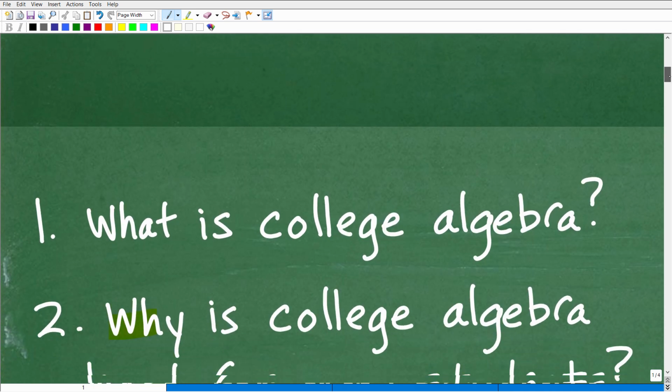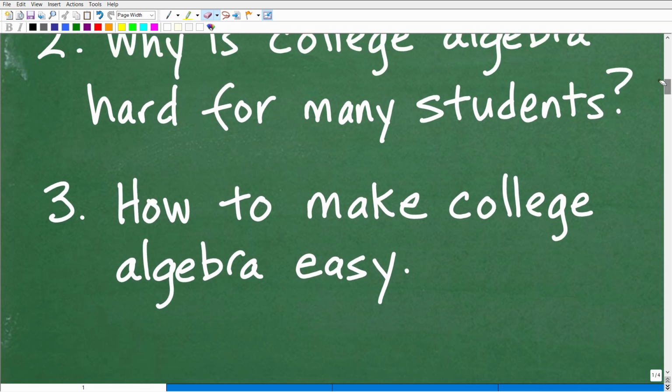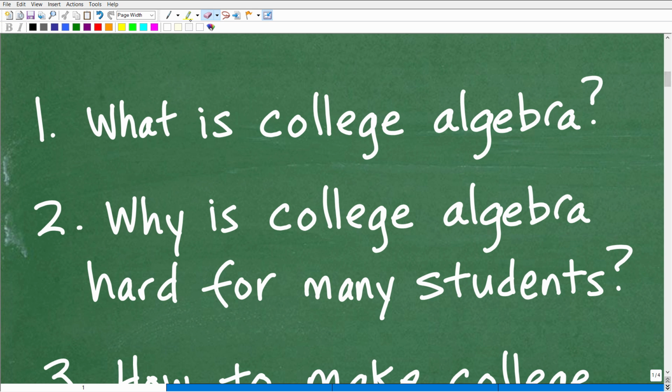Now, I'm going to break this down into three questions. All right, so we're going to take a look at three questions. Of course, the third question is going to be the most interesting, which is how to make college algebra easy. But before we start on that question, let's take a look at this first question, and that is, what is college algebra?